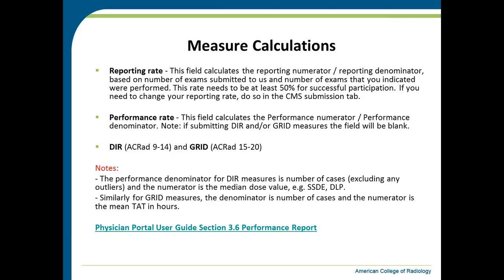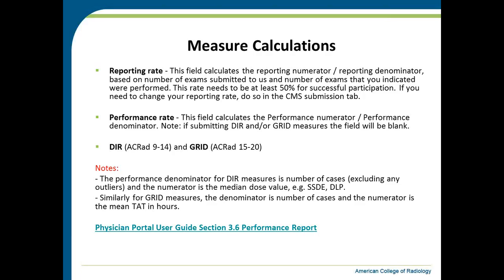I have a special note here because I get a lot of questions about the dose index registry and our GRID registry. For these measures, ACRAD 9 through ACRAD 20, in the performance report, you will not see a performance rate. These measures are calculated slightly differently. They are not a proportion measure, so you won't have an actual rate, but your numerator would be your number of cases. Let me just read the slide.